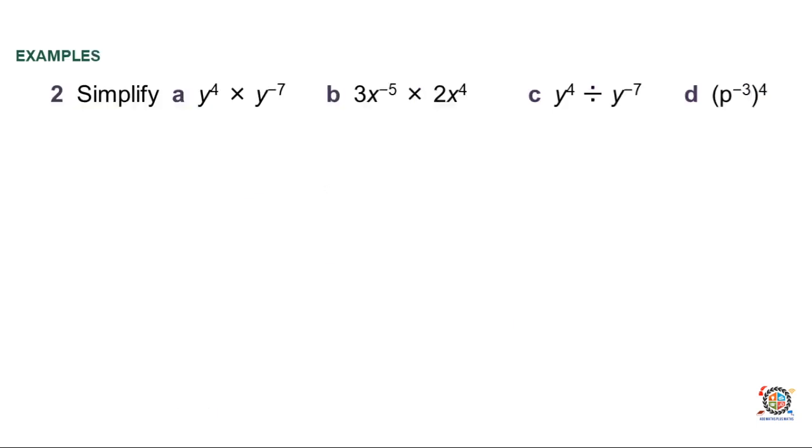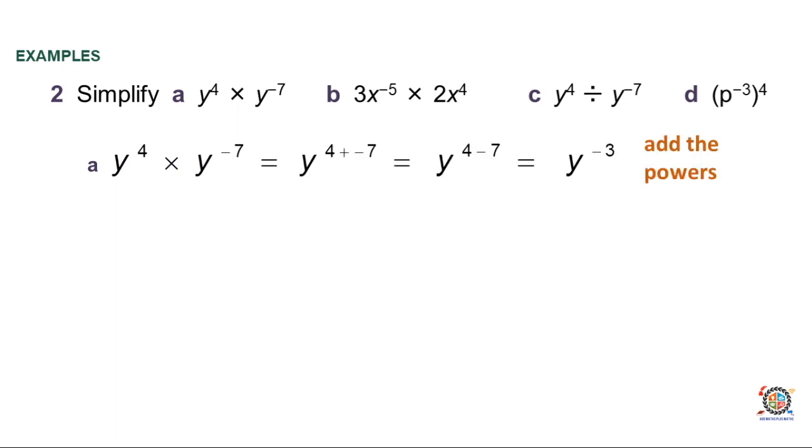Next, simplify y to the power of 4 times y to the power of negative 7. Okay, since this is multiplication, I will apply rule number 1 and add the indices. But when I add, the result will be y to the power of negative 3. Okay, and y to the power of negative 3 should be written as 1 over y to the power of 3, because there is a rule in mathematics that you cannot leave a negative index. Letter B.